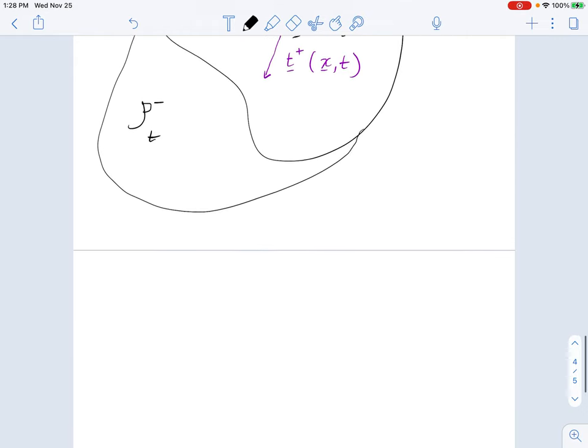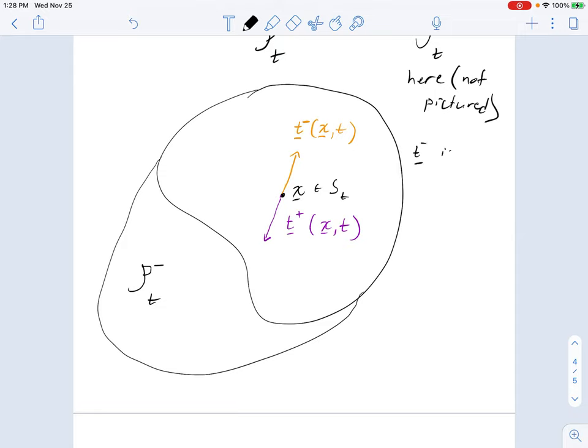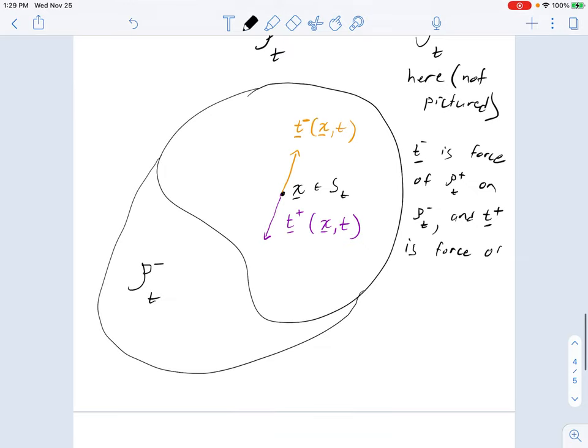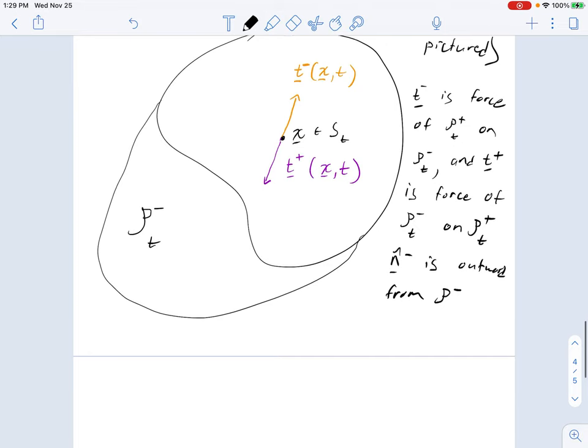All right, so let's kind of write that. Right, and then n hat minus is outward from P minus, and n hat plus is out from P plus.